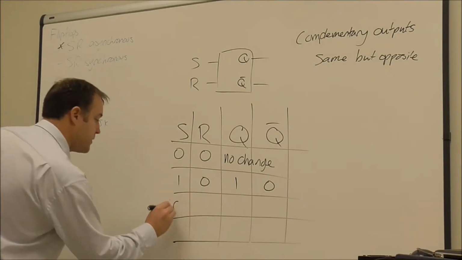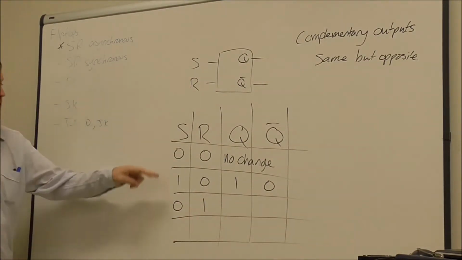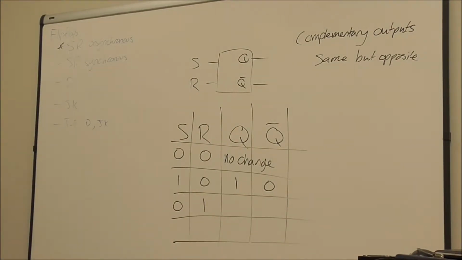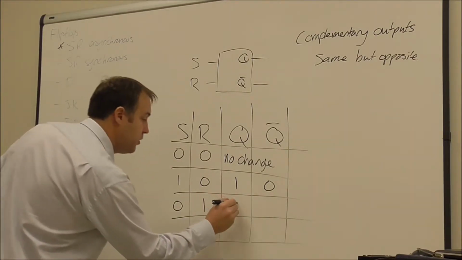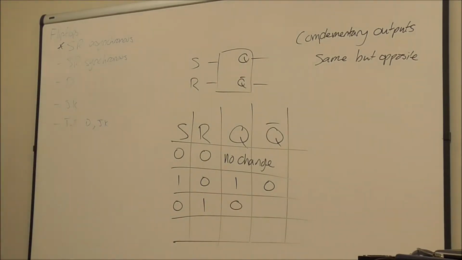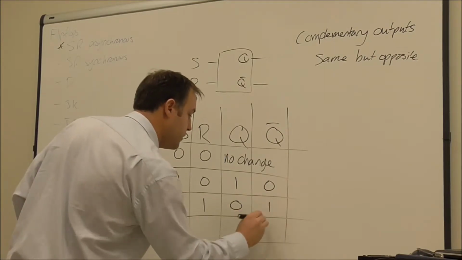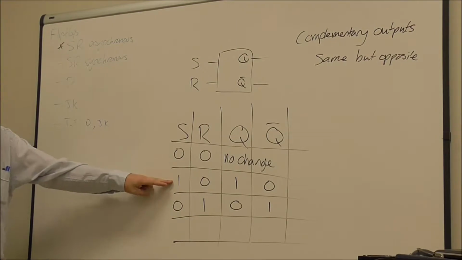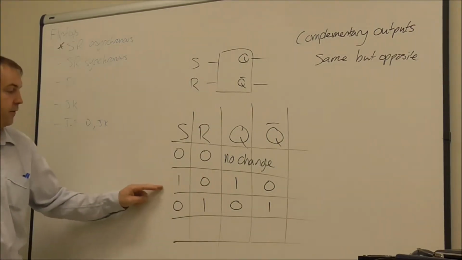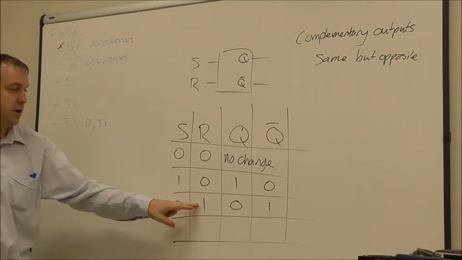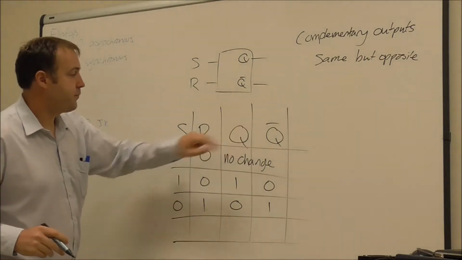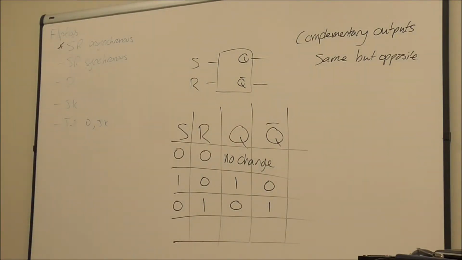If I have S as 0 and R, or reset, as 1, that will set Q to 0, or reset it, and set Q bar to 1. So if set is high, then the output is high. If reset is high, the output is low. Okay? So when I talk about the output, I generally default to Q, because you can predict the operation of Q bar.